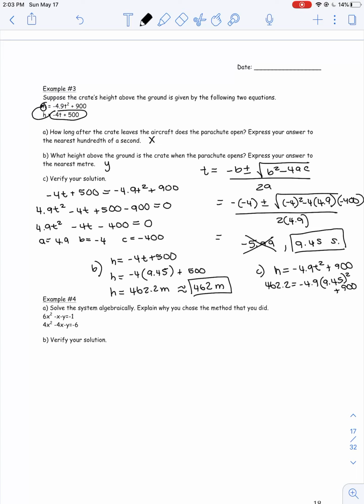So we're going to put the right side of our equation into our calculator. So put negative 4.9 brackets 9.45 squared plus 900 in your calculator, and you should get 462.4. Now the reason they're not exactly identical is because our answer that we plugged in was rounded, so that means it's going to be approximately equal to each other, so this works. So these are both solutions to the equation, to the problem. So that's how you verify.